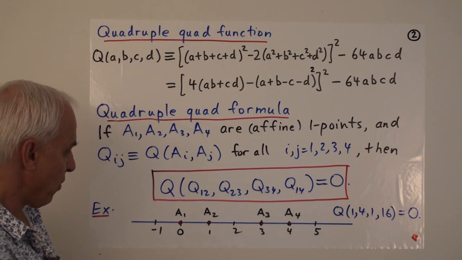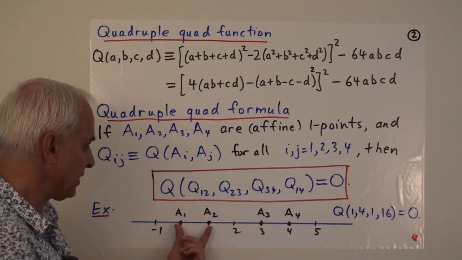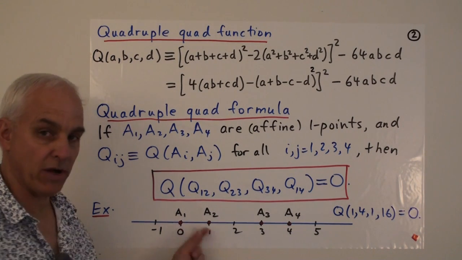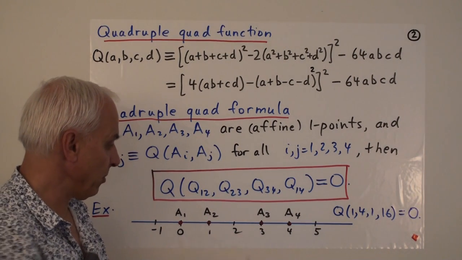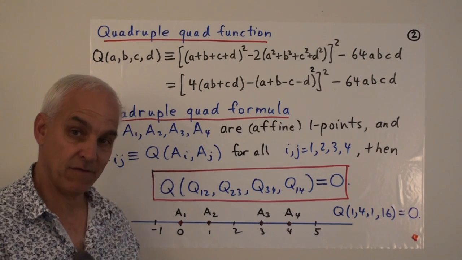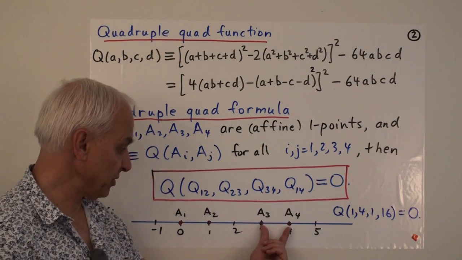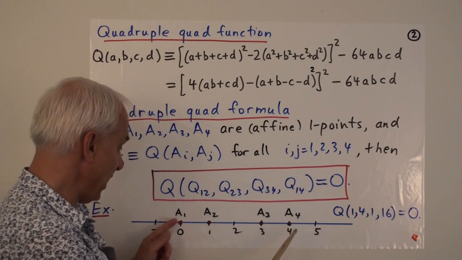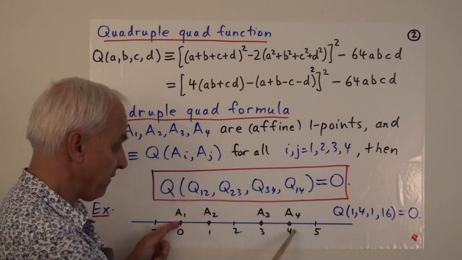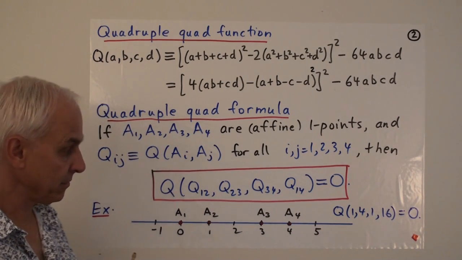Then the quadrance between A1 and A2 is 1 minus 0 squared, so that'd be 1. The quadrance between A3 and A2 would be 3 minus 1 squared, so that's 4. The quadrance between A3 and A4 would be 1 squared, which is 1. And the quadrance between A1 and A4 is 4 squared, or 16.